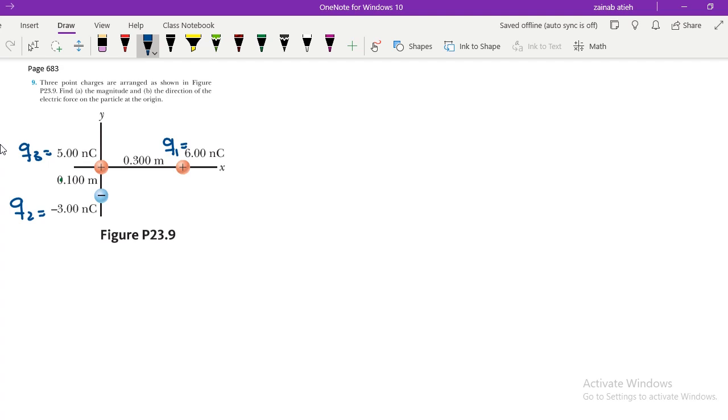So let's start. Remember, we are searching for F3, the force on Q3. This force on Q3 is due to the force coming from 1 on 3, and the force coming from Q2, which is 2 on 3. Let's start with the force exerted by 1 on 3. Look at Q1 and Q3. Both of them are positive, so of course Q1 will repel Q3.